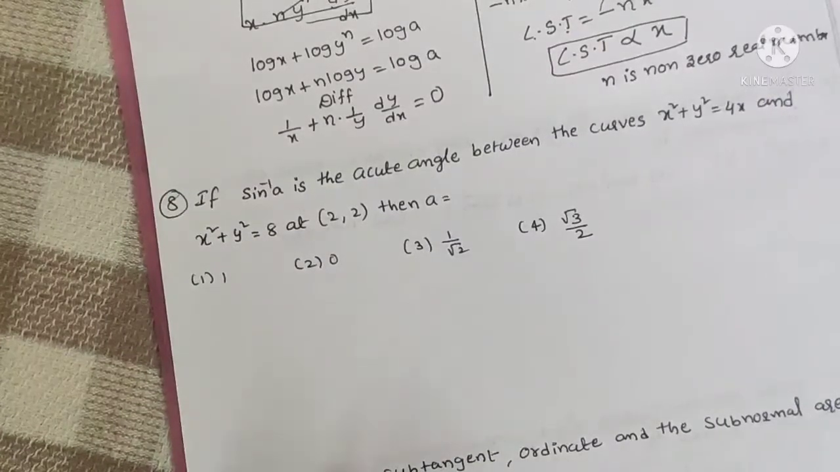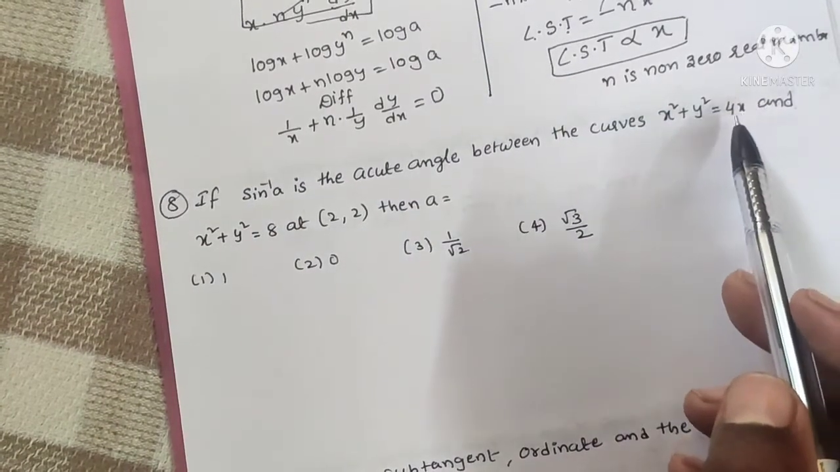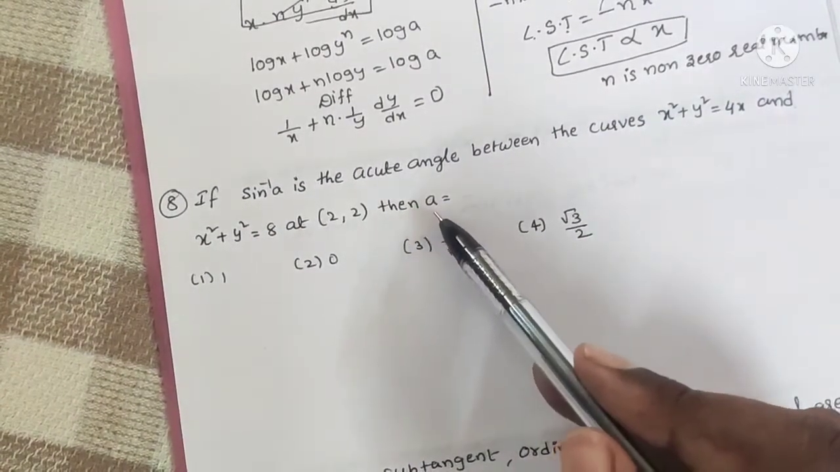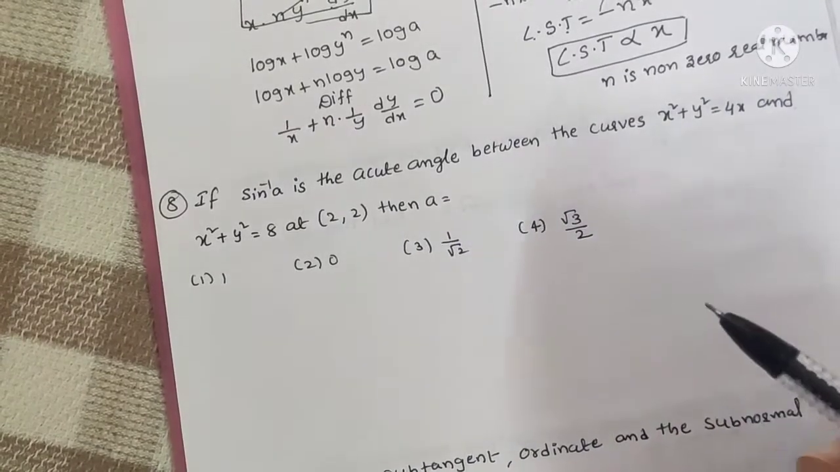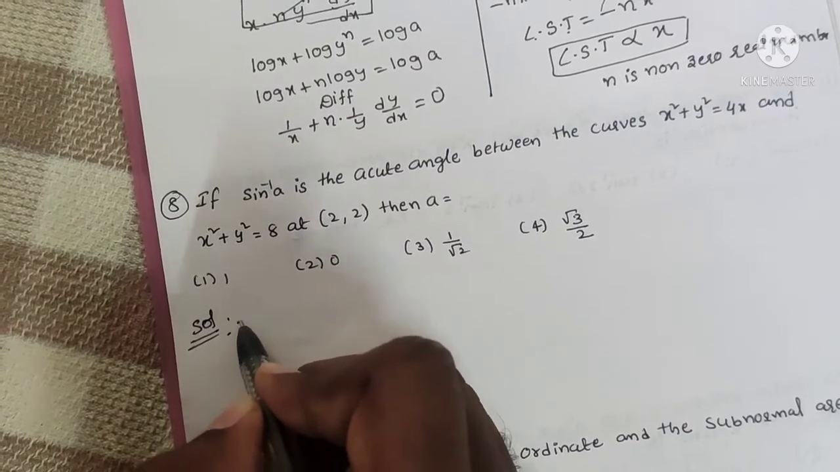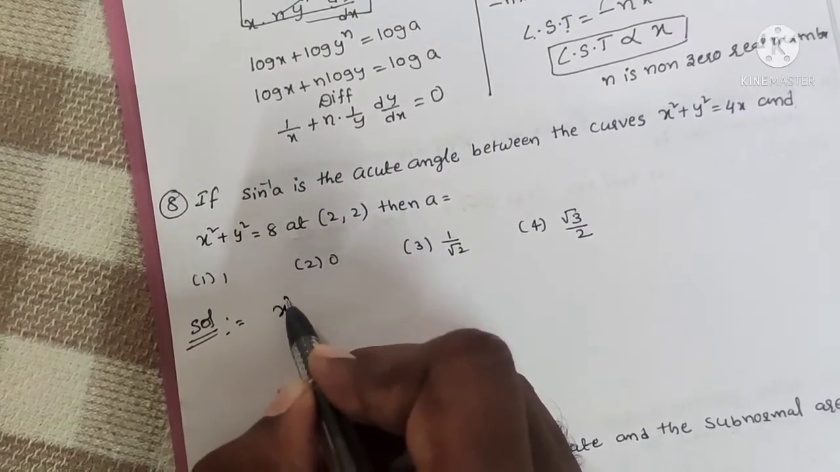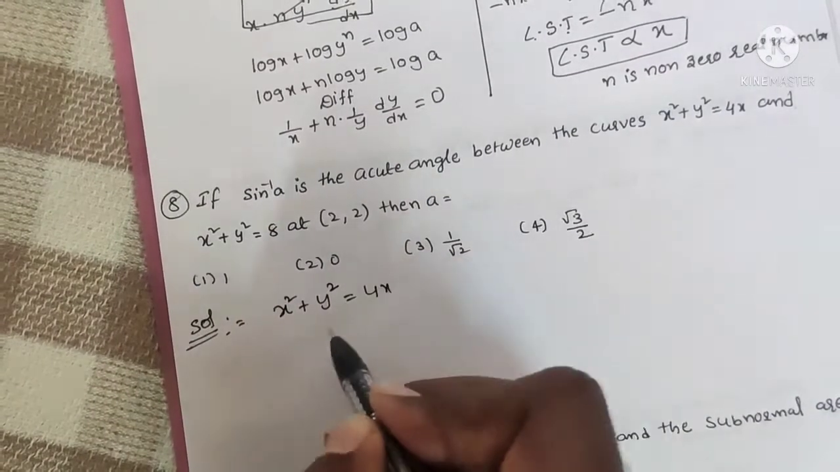See, in the 8th question, sine inverse A is the acute angle between both curves at 2, 2. Then we need to find the value of small a. Okay. Now, first of all, what is the given curve? The first curve I am taking. The first curve is x square plus y square is equal to 4x.